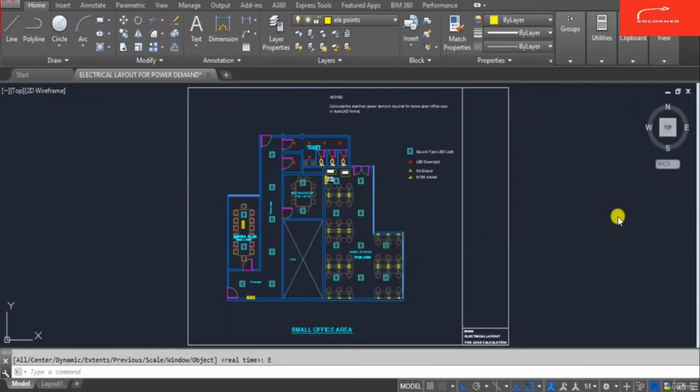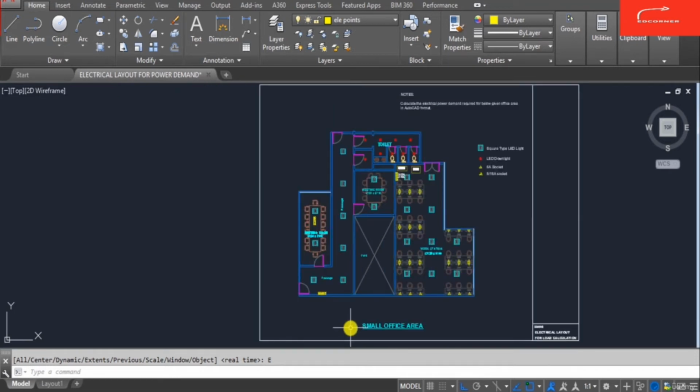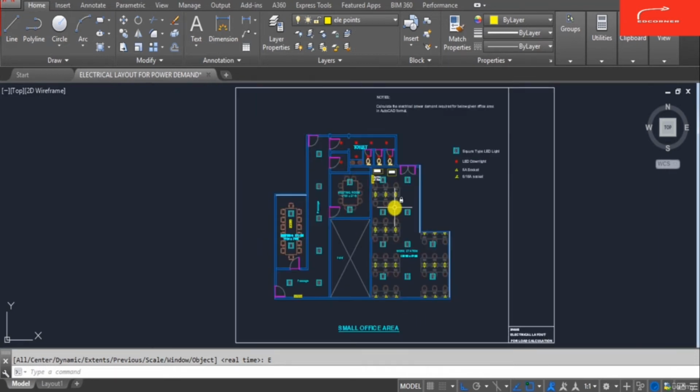Welcome. Today we are going to learn the electrical power demand requirement for the office area. This is an electrical layout for the load calculation, and it has a very small office area. For this area, we are going to learn how to calculate the power requirement.